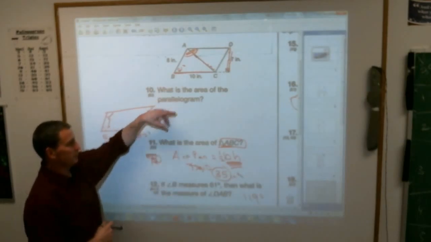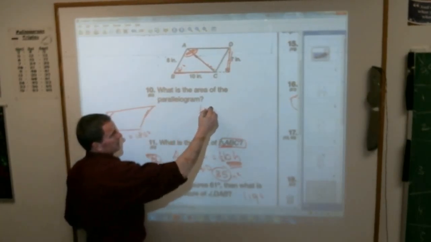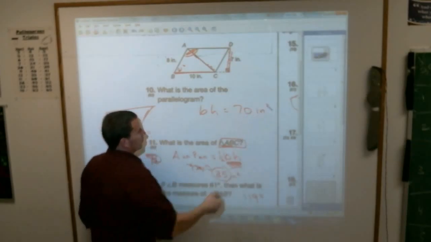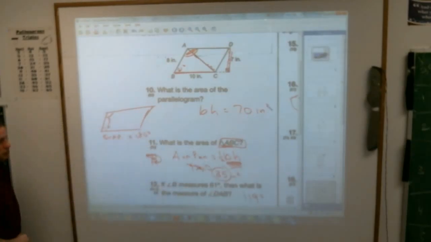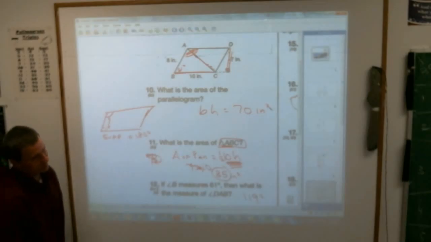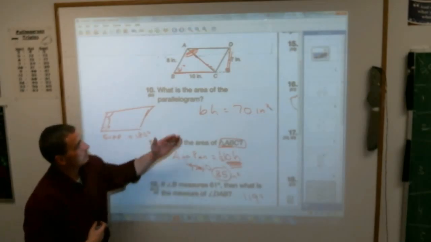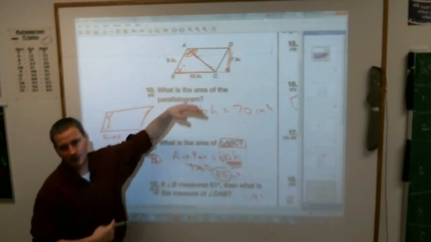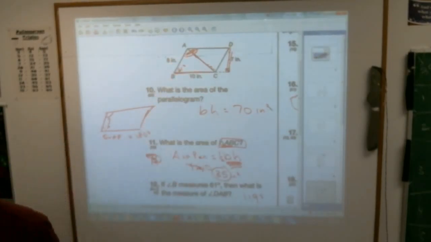Oh, area of parallelogram was for number 10. That would have been the base times the height. And that would have been the 70 inches. Right there, kids, you've got three problems, should be three easy problems to get right. Just remember, it's not 10 times 8, 8 has nothing to do with that. The only reason you need the 8 there would be to find the perimeter of all that.